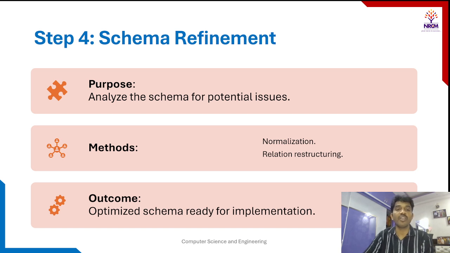The same thing here also, right? Analyzing the schema for the potential issues. Is any requirement needed? You are going to change the schema based on the requirements. Methods: the normalization and the relational restructuring. The outcome: optimize the schema to be ready for the implementation, like the house also.